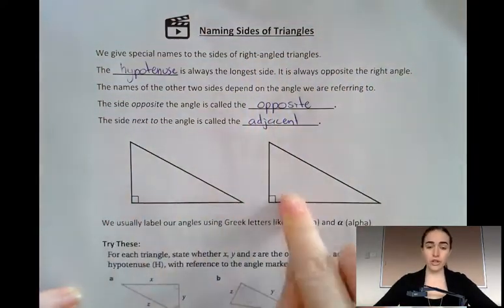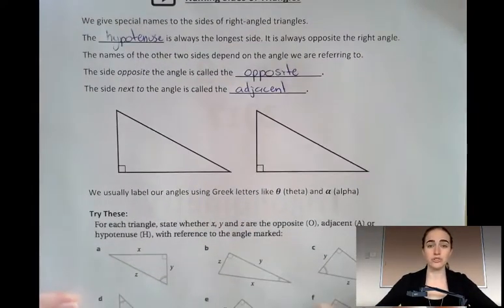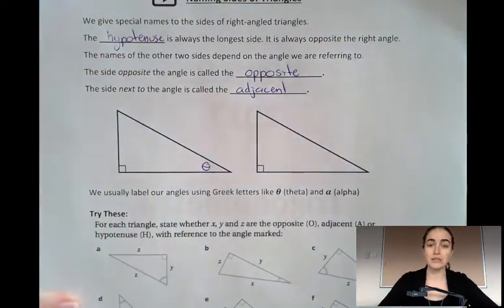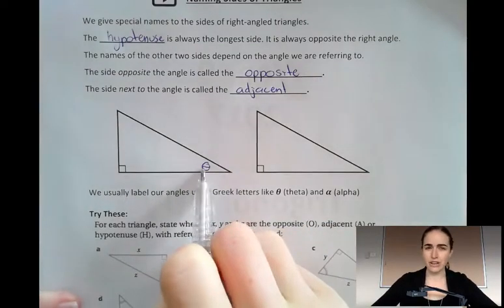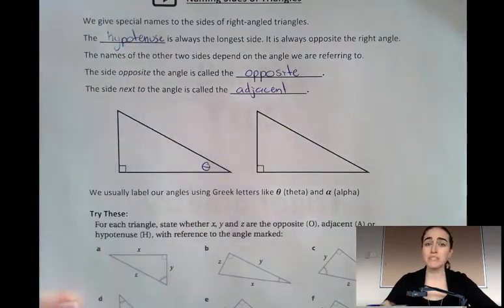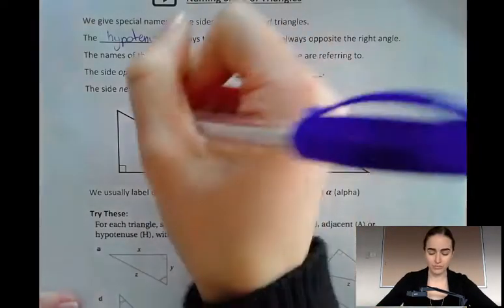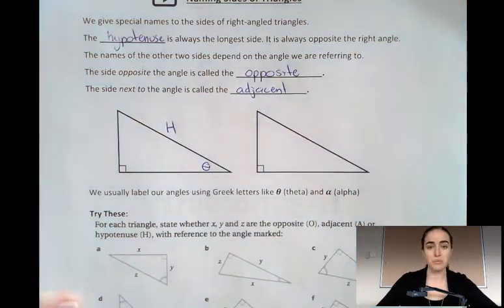So if we have a look at our right-angled triangle that we've got drawn here, in our first triangle we're going to look from this angle here that I'm going to mark with a theta. Now our hypotenuse, this angle isn't relevant when we're labeling our hypotenuse, because our hypotenuse is always the longest side and it's always opposite that right angle. So this here is our hypotenuse.